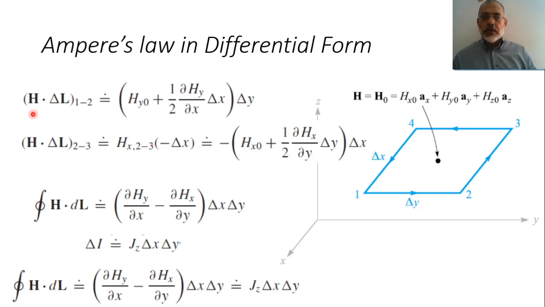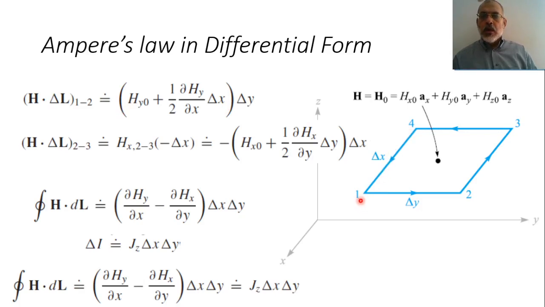So this is the integration of H dot dl from 1 to 2. This is the integration of H dot dl from 2 to 3. And we have seen how to obtain in a similar way the integration of H dot dl from 3 to 4 and from 4 to 1.